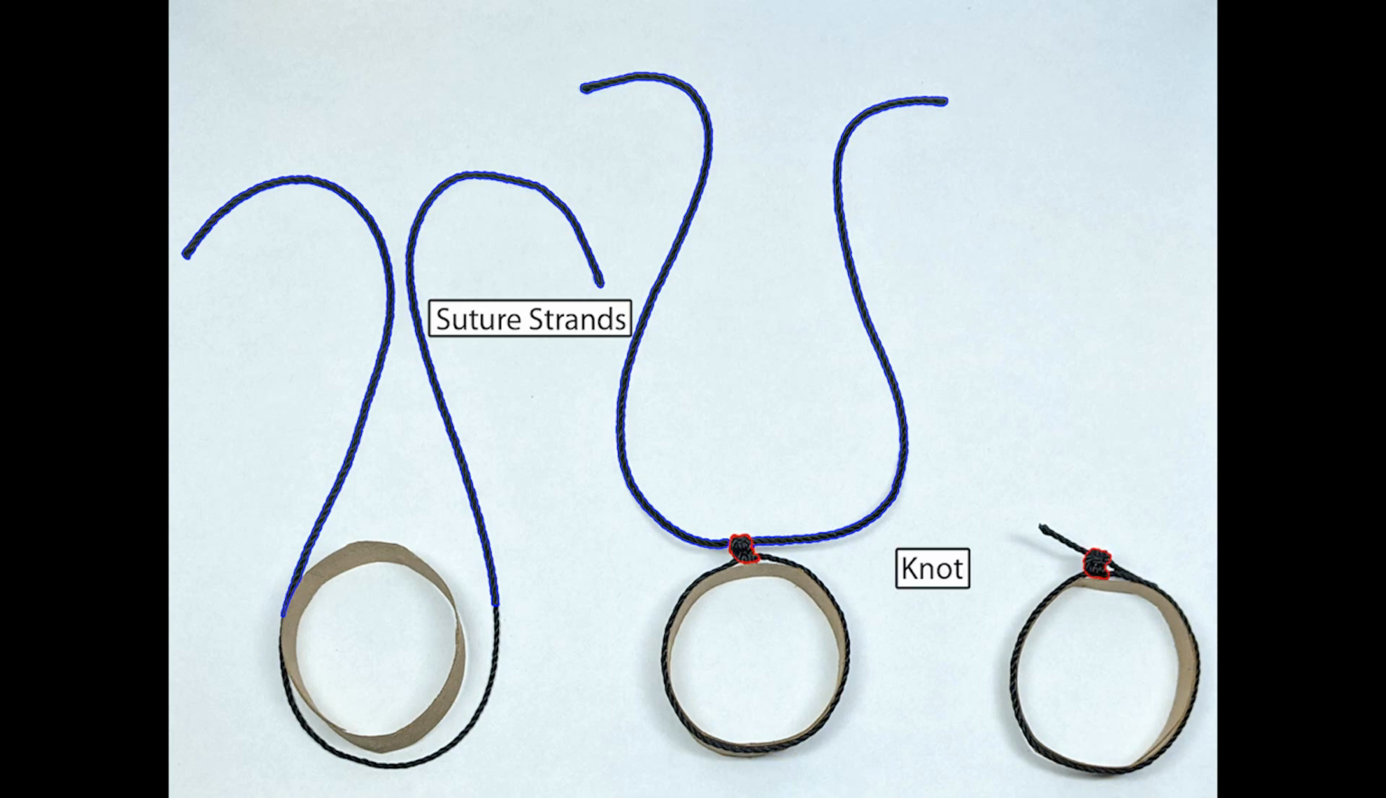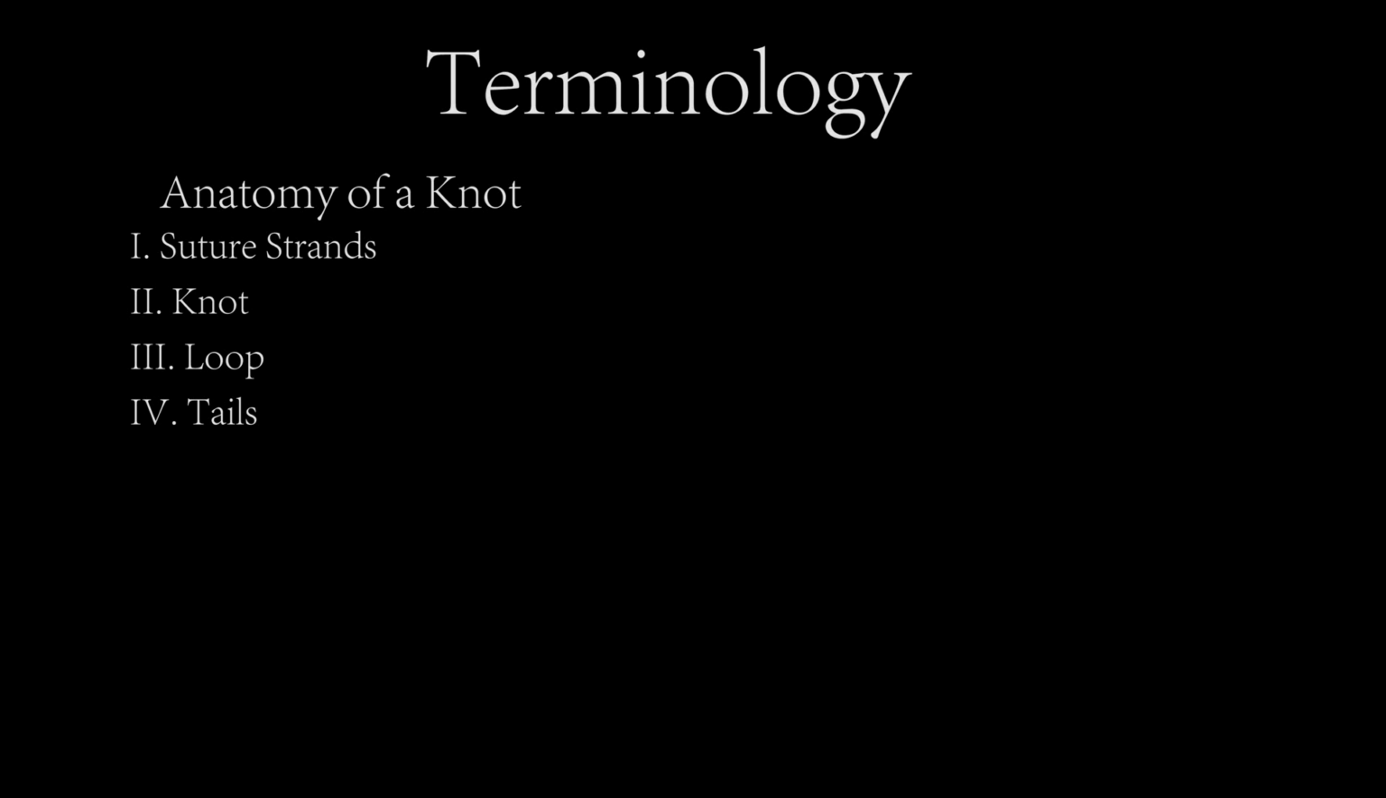We will define the knot as the site where the 2 suture strands have been fastened together by tying. After the knot has been tied, we define the loop as the length of the suture that surrounds the structure or structures being tied. And when the suture strands are cut short, we then refer to them as the tails of the knot. We will next define several terms related to the qualities of a knot.